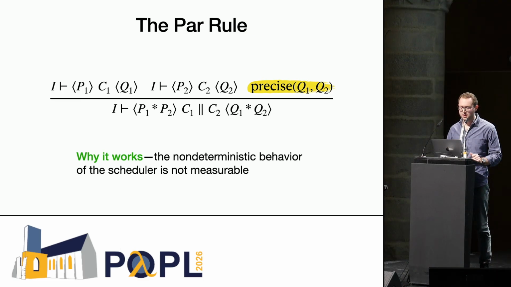And the par rule now has this additional constraint that the post-condition of both threads must be precise. And what that essentially does is it says that you can't measure the non-deterministic behavior of the scheduler. And because it's not measurable, we get independence of all the events that you can measure.